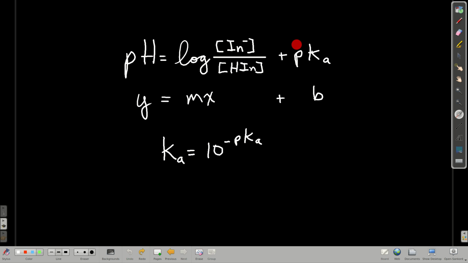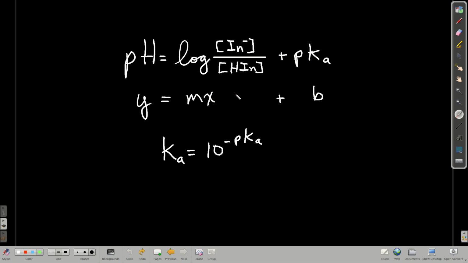Now, I've just switched this around a little bit. Usually we see it as pH equals pKa plus log of the base over the acid forms. Here it's switched around because the dependent variable is pH, and then the independent variable is the log of the concentration of the base over the acid forms. So this looks like a straight line, y equals mx plus b, where m, the slope, is 1, x is the log of the base over the acid form, and the y-intercept b is the pKa.